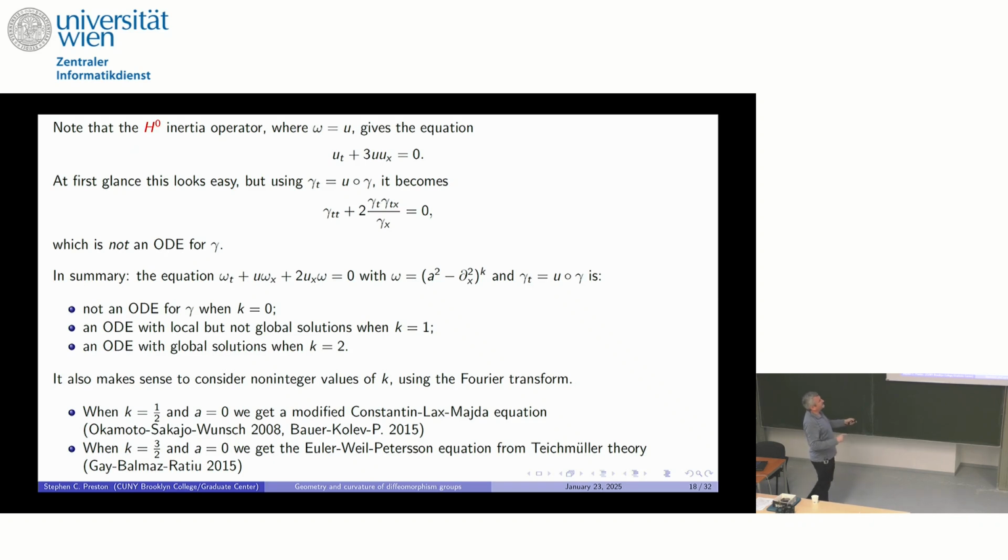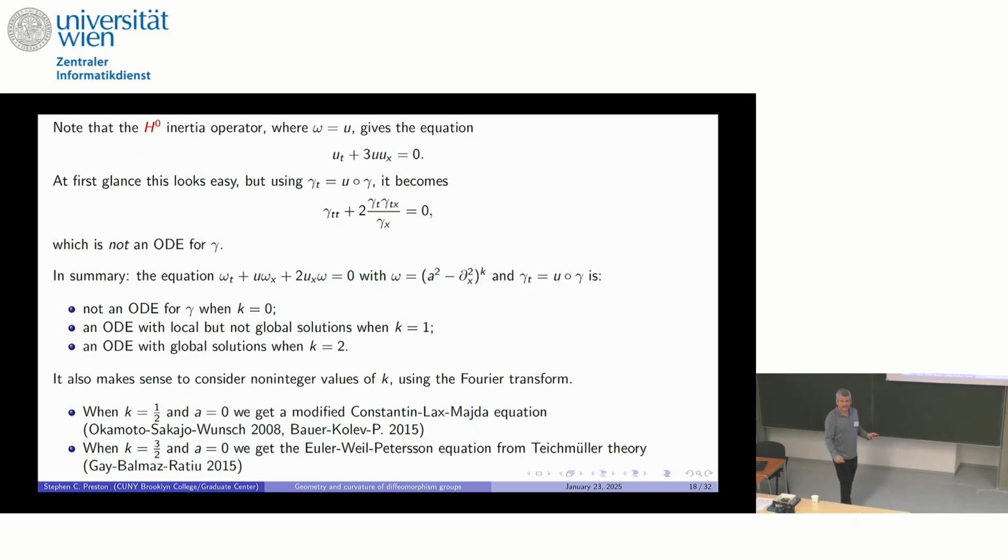So here's your basic non-integer values of k. The most popular ones are k equals 1/2 and k equals 3/2. When k equals 1/2, you get a Constantin-Lax-Majda type equation, which is interesting. It's a nice model for 3D fluids, surprisingly. And when k equals 3/2, that was studied by François Gay-Balmaz and Tudor Ratiu as the equation that arises from universal Teichmüller theory.